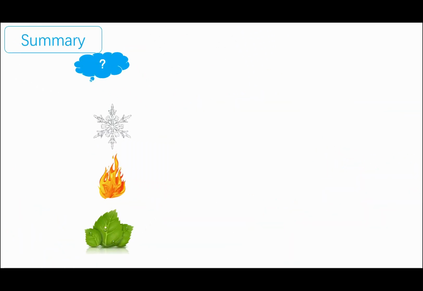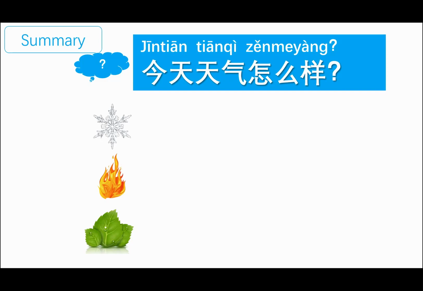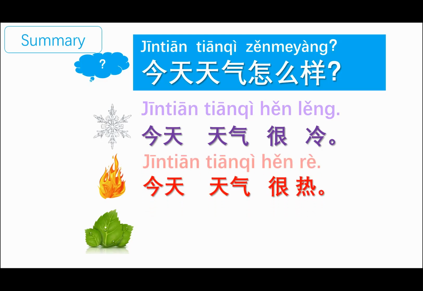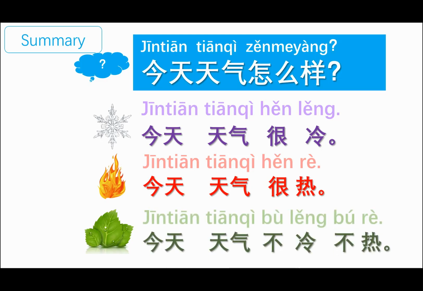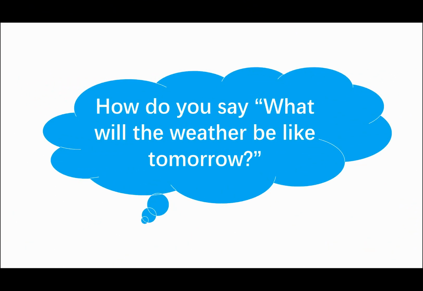Okay, now let's have a short summary. First, how do we ask, how is the weather today? 今天天气怎么样? It's cold today. 今天天气很冷. It's hot today. 今天天气很热. It's neither cold nor hot. 今天天气不冷不热.